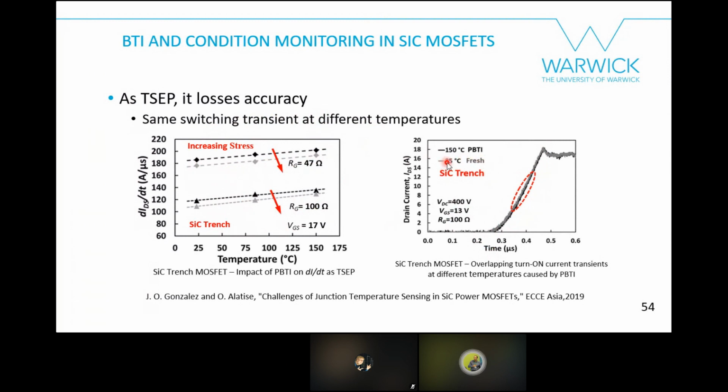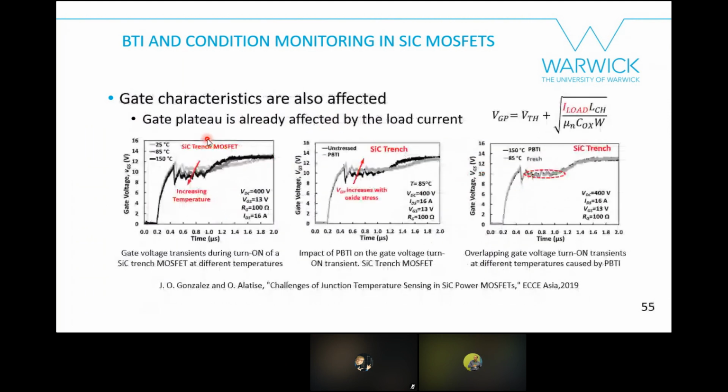Here is shown the switching transient at 85 degrees for a device that was not stressed, and at 150 degrees for a device that was subjected to PBTI stress. And you can see that the transient is the same, but in one case the temperature is 85 degrees, in the other 150 degrees. So what's the real temperature? The switching rate is that, but is my calibration curve affected?